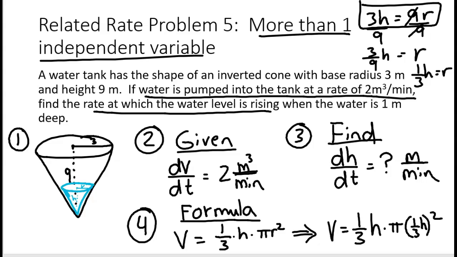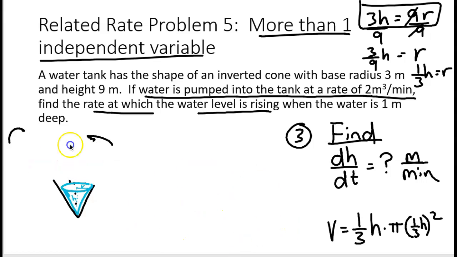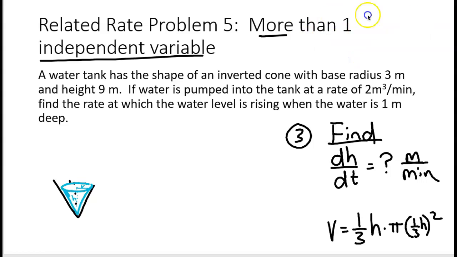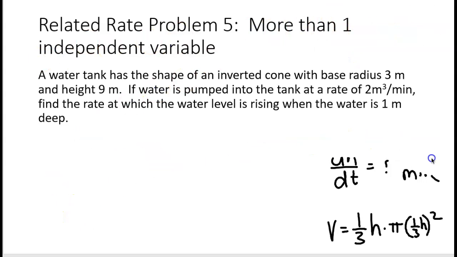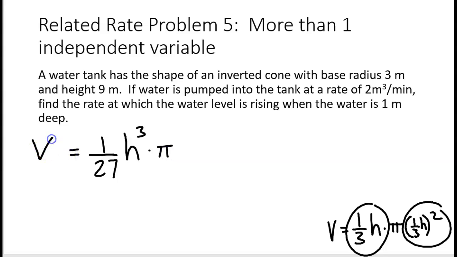let's simplify this formula a little bit. Running out of space, so I'm going to go ahead and make some space here. So if I square this and then multiply it times this, here's what I will have as a result. I will end up with 1/27 h cubed times pi. Okay, so that's the end of step 4.